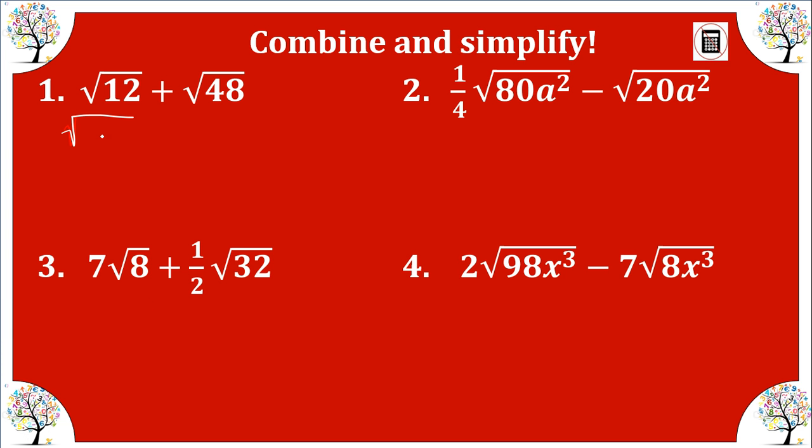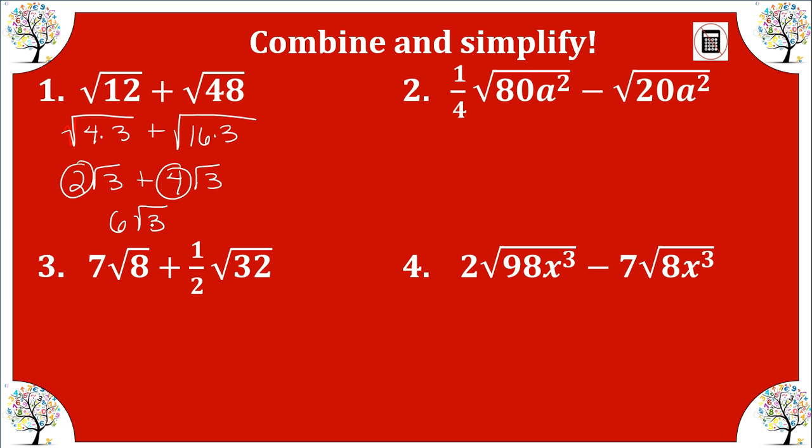So we can break down 12 into 4 times 3. We can break down 48 into 16 times 3. The square root of 4 is 2, radical 3. The square root of 16 is 4, radical 3. Now we simply add our coefficients and we have 6 radical 3.